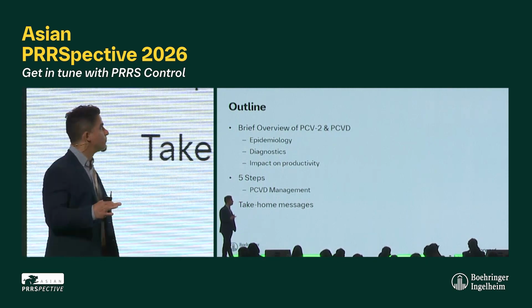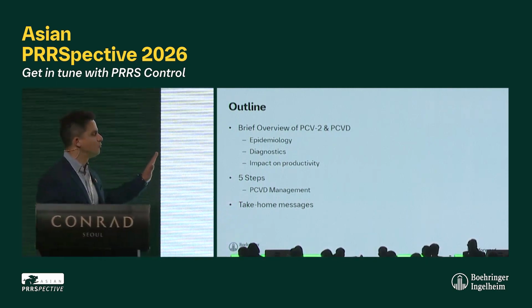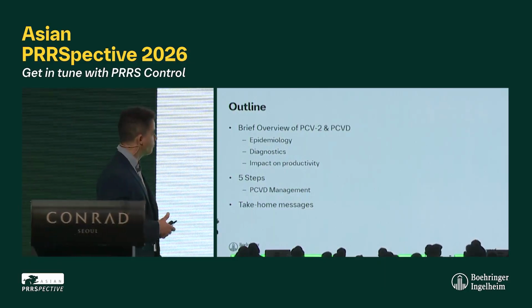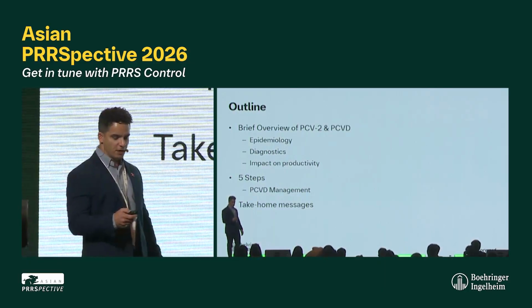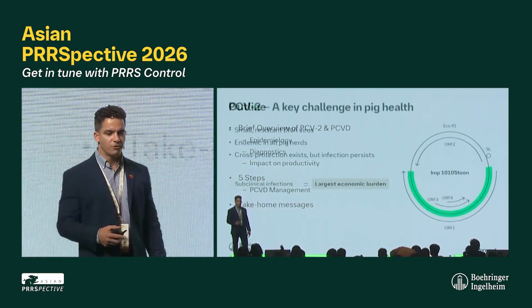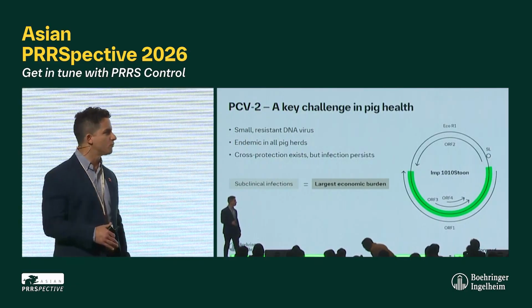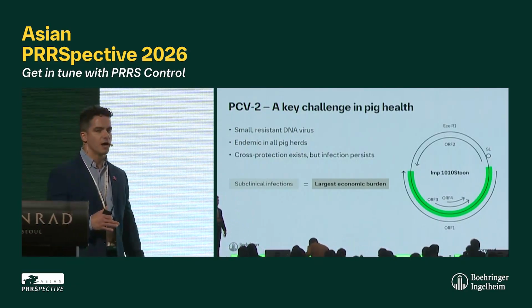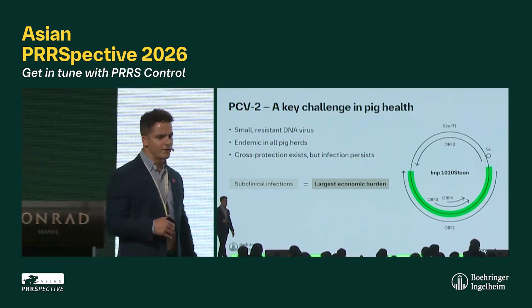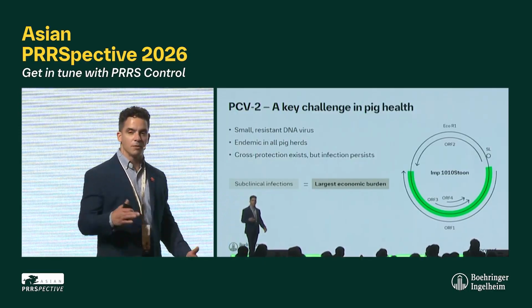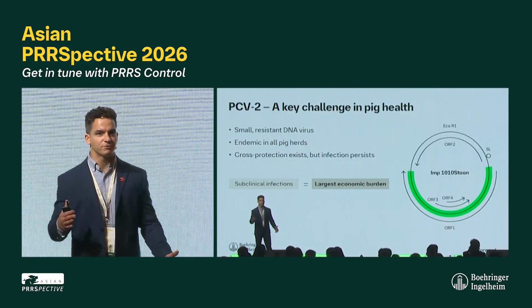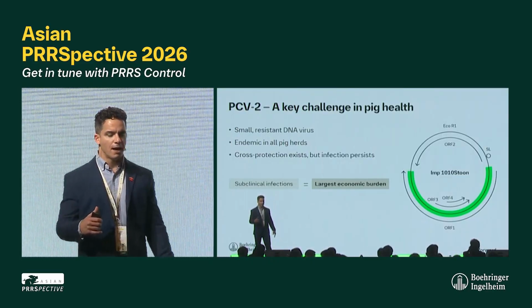So for this presentation, we're going to talk a little bit about PCV2, just review some of the background, and then we will get into the 5-step material for PCVD management, and then have some concluding remarks. PCV2, as we know, is a very small, very hardy virus, so it persists very well in the environment, and it's endemic. So pigs everywhere have it. Even vaccinated pigs, you can find it there, right?